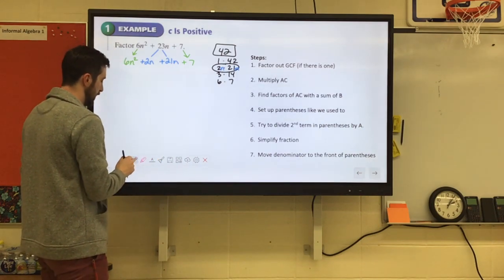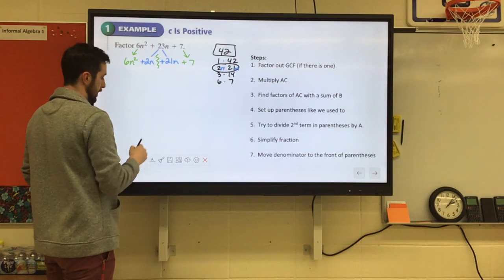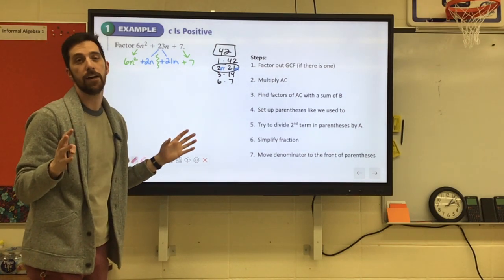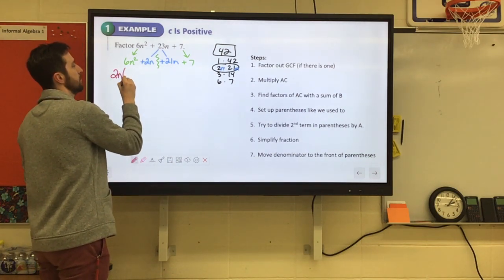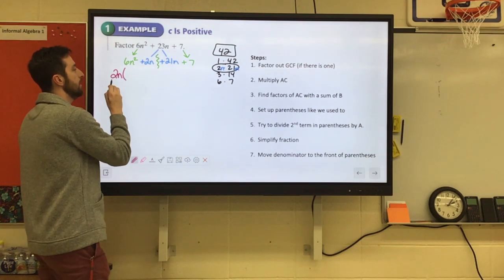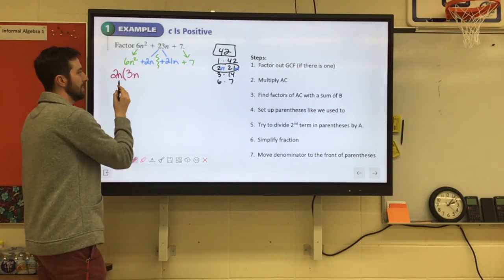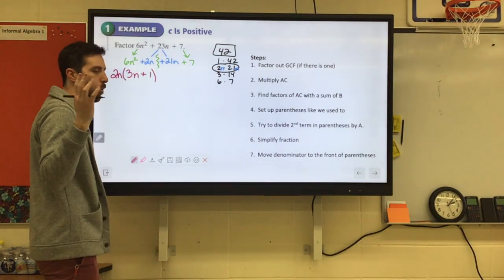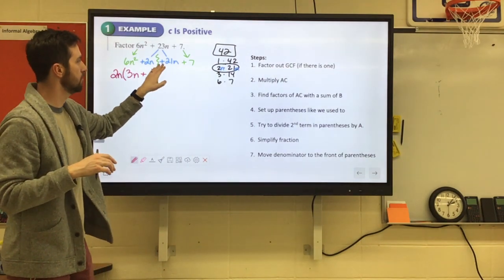So what I like to do is kind of draw a squiggle down the middle here. And I look at the left side and I'm like, 6n squared and 2n. What do they have in common? They both have 2n. So I factor out the 2n and I'm like, oh great. 2n times 3n gives you 6n squared. And 2n times positive 1 gives you 2n. Not too bad.